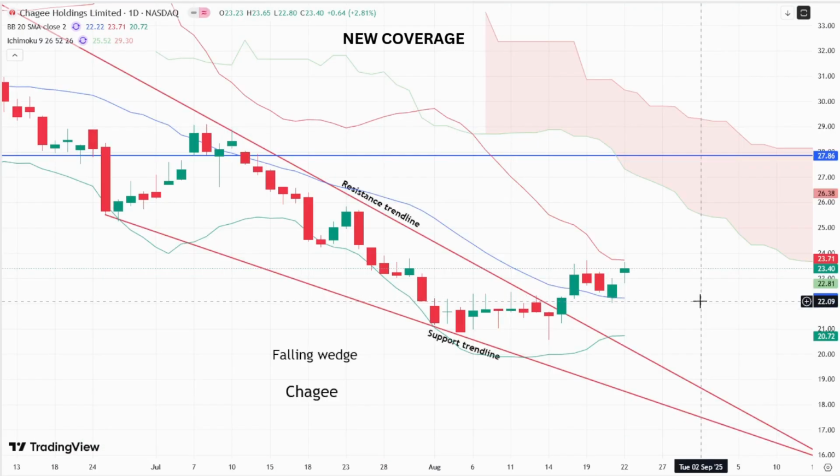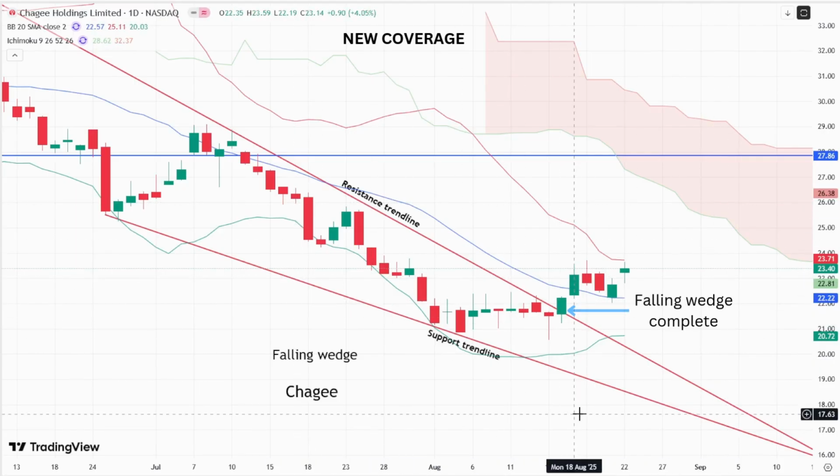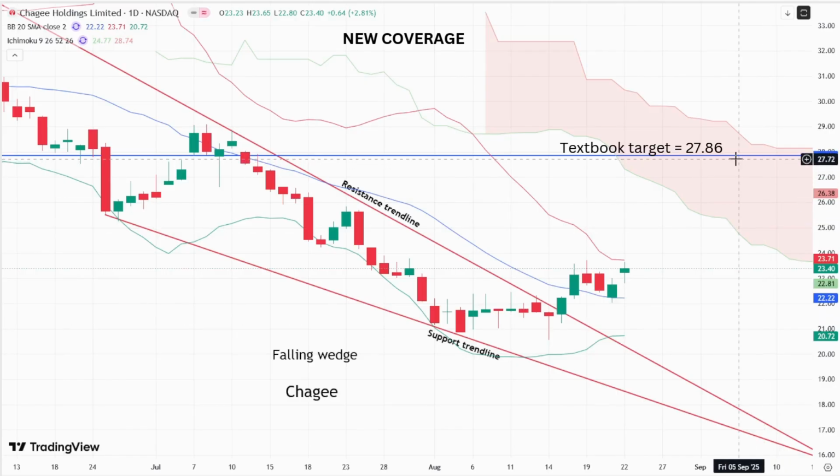This next name is a famous beverage company from China, Chagee. I believe Chagee is technically bullish after completing a falling wedge. This bullish pattern has a textbook target at 27.86, but assuming Chagee reaches this level, it may not be above the Ichimoku cloud just yet and could be at risk of a decline thereafter.